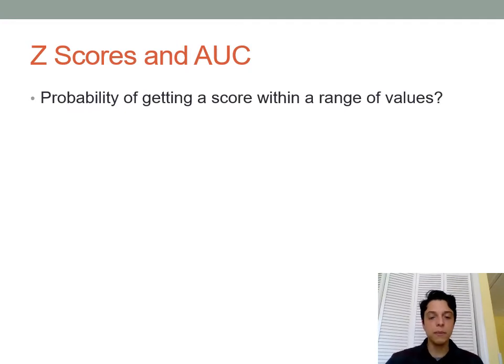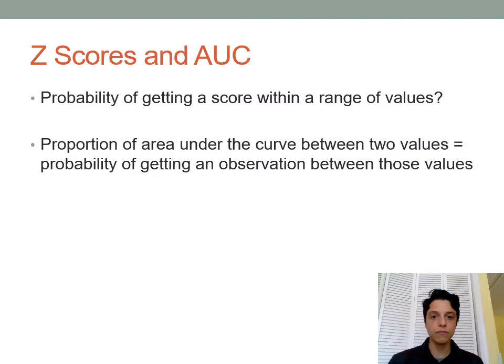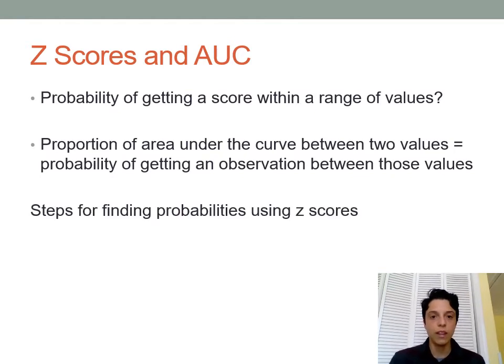So, probability of getting some outcome within a range of values. Well, what we know is that the proportion of the area under the curve between those two values is equal to the probability of getting an outcome or an observation between those values. And we're going to use that fact, along with that standard normal distribution that we just came up with, to be able to find the probability. And there's two steps that we're going to follow that are going to use these z-scores and standard normal distribution.